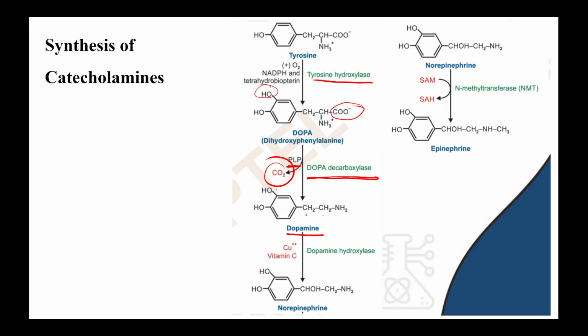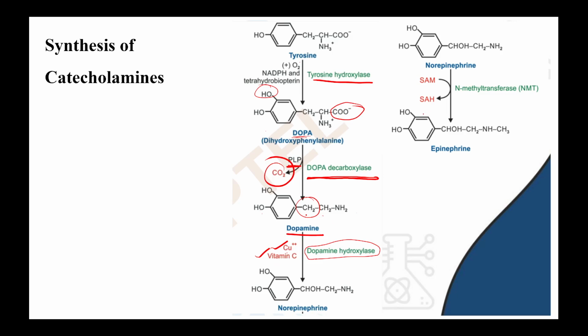Okay, so we have the dihydroxyphenylalanine, DOPA, and from DOPA we get dopamine. This dopamine is further converted into norepinephrine and then epinephrine. Norepinephrine from dopamine is catalyzed by the enzyme dopamine hydroxylase, and this enzyme is a copper dependent enzyme. It requires copper ions and vitamin C. Okay, and at this position one OH is added.